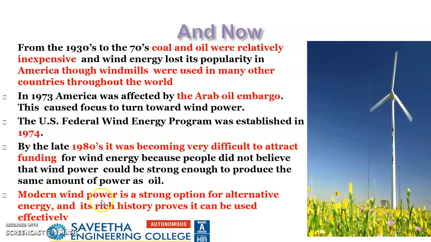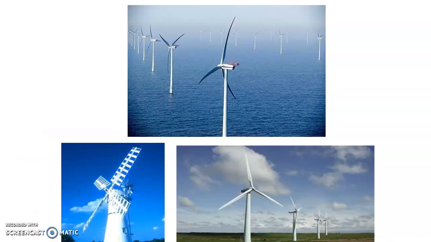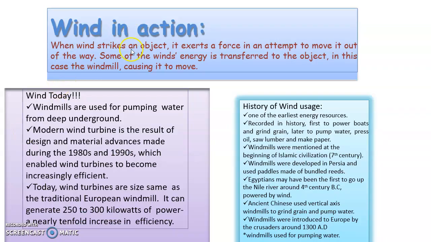Okay, modern wind power is a strong option for alternative energy, and its rich history proves it can be used effectively. So, wind in action. When wind strikes an object, it exerts a force in an attempt to move it out of the way. Some of the wind's energy is transferred to the object, in this case the windmill, causing it to move. And today, windmills are used for pumping water from deep underground, and the modern wind turbine is the result of design and material advancement after the 1980s to 1990s, which enabled wind turbines to become increasingly efficient.